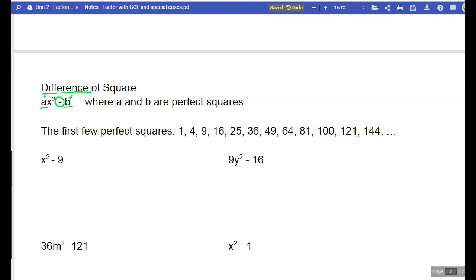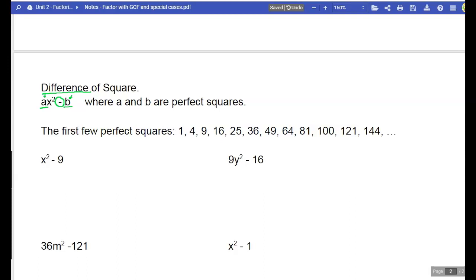Well, your perfect squares are 1 times 1 is 1, so 1 is a perfect square. 2 times 2 is 4. 4 is the perfect square. 9 is the perfect square. 16, 25, 36, 49, and so on. So if you want to write that list down, write that list down. It's a good list to have. There are more, so keep that in mind. You might have to do more later.